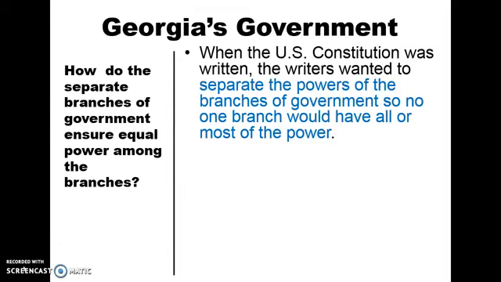Now, we want to ensure equal power between the branches. When the U.S. government was formed, we were just coming out of the Revolutionary War, and the colonies had been ruled by a king, a monarch, that told them all what to do, and they didn't want one overruling power, so that's why they created three branches. But they didn't want any of the branches to be more powerful than the other, so they separated the power into each of the branches.